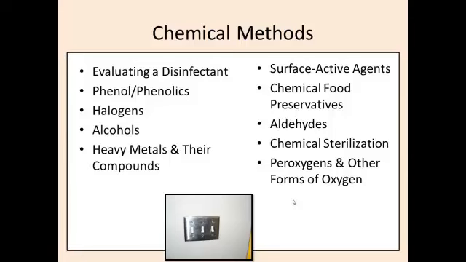Then we're going to discuss the active ingredients that are found in disinfectants, chemical sterilants, and the like, including phenol and phenolics, halogens, alcohols, heavy metals and their compounds, surface active agents, chemical food preservatives, aldehydes, chemical sterilization, and peroxygens and other forms of oxygen.